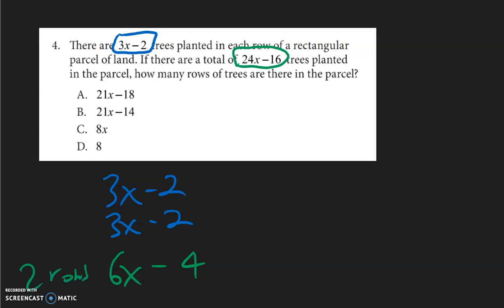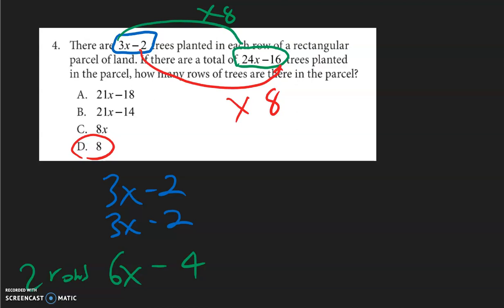And so basically you're just asking yourself, how many rows of 3x minus 2 do I need to get to 24x minus 16? Well, to get from 3x to 24x, we just need to multiply by 8. And same with negative 2. To get to negative 16, we also need to just multiply by 8. So the letter is D. We just need 8 rows of 3x minus 2.